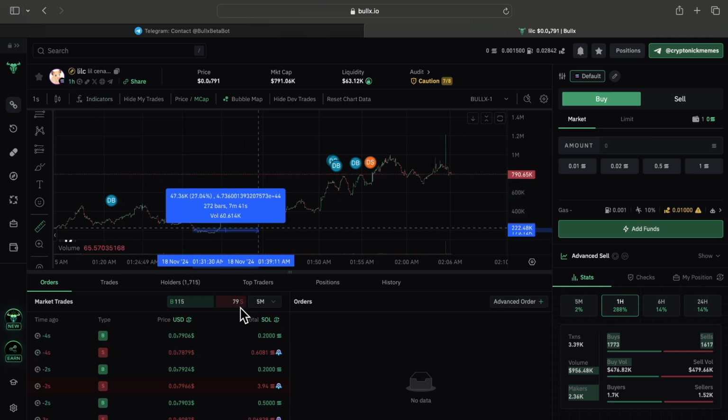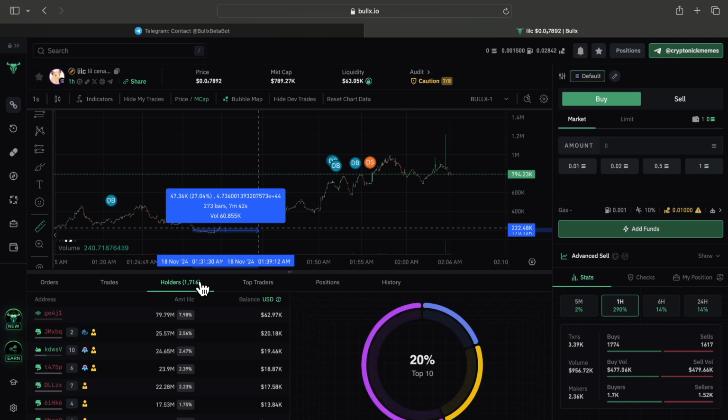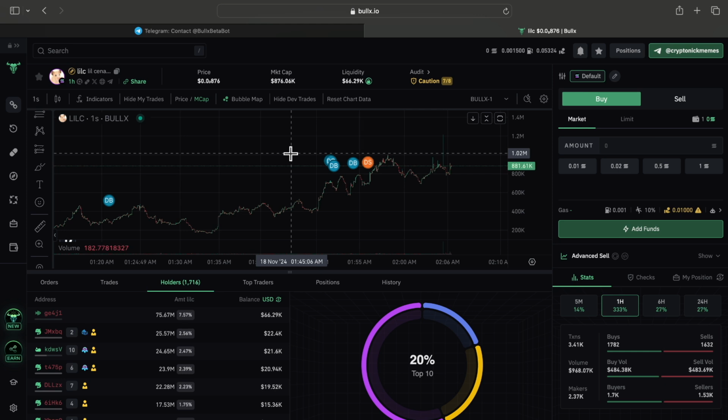You just got to screen all the signs to make sure that the coin is first of all legitimate, that it does have lots of holders, and ideally you want to use some technical analysis, which I'm going to cover in some other videos.